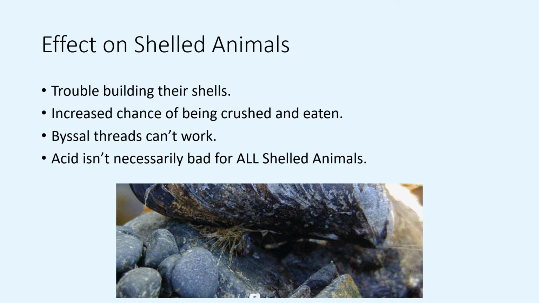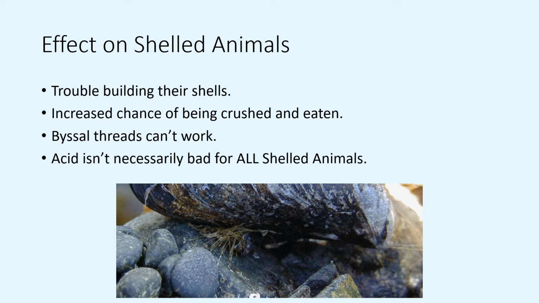So the effect on shelled animals. Shelled animals such as mussels, clams, and starfish will have trouble building their shells in the future. By the end of the century, mussels are expected to grow up to 25% less shell. Because of this, there's an increased chance for predators to crush and eat them. Byssal threads are also affected by ocean acidification, and these are what mussels use to move around and hold onto rocks.